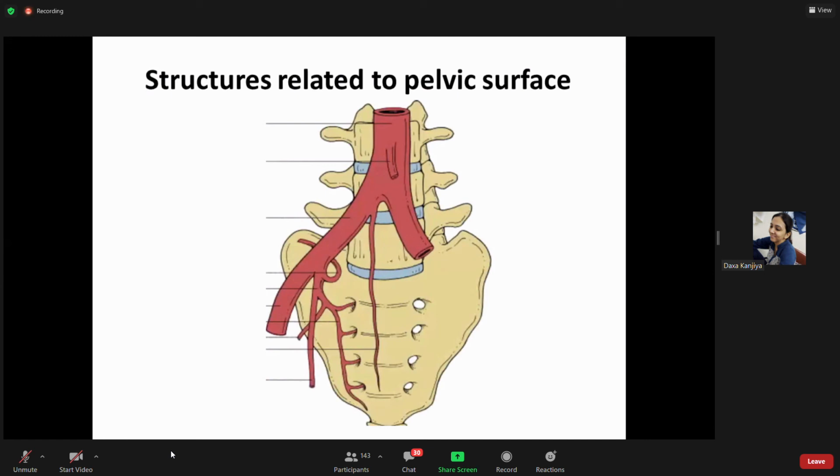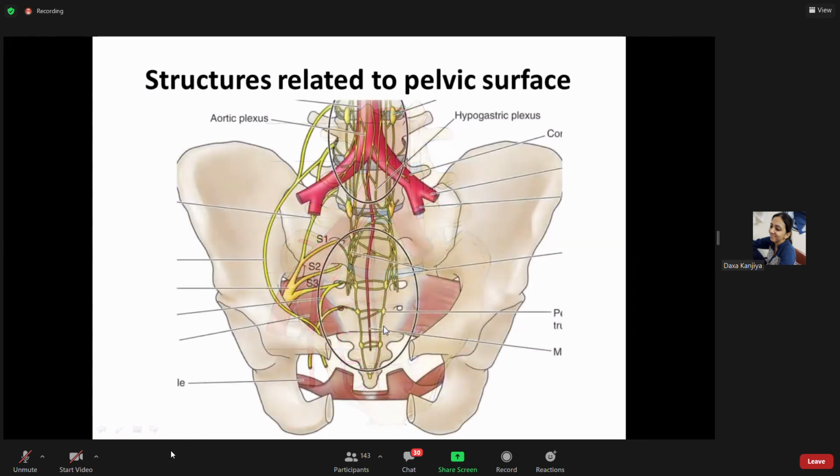Here you can see in the midline of the ventral surface. See, this is the ventral surface of the sacrum, right? So this median artery is the median sacral artery in the midline. Here you can see the sympathetic chain. See this ganglionic sympathetic chain on either side of the median sacral artery. On either side of it, it is related with the sympathetic chain.